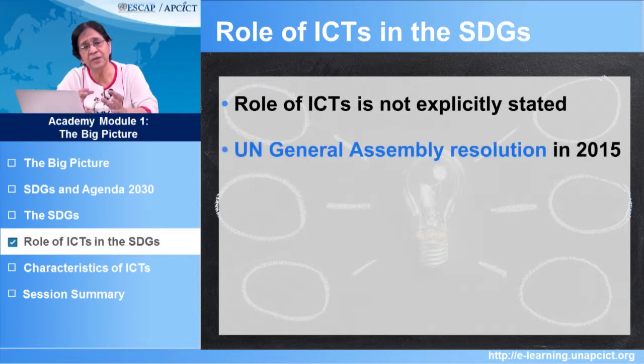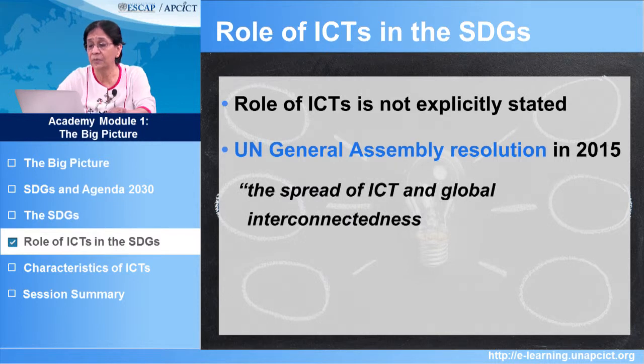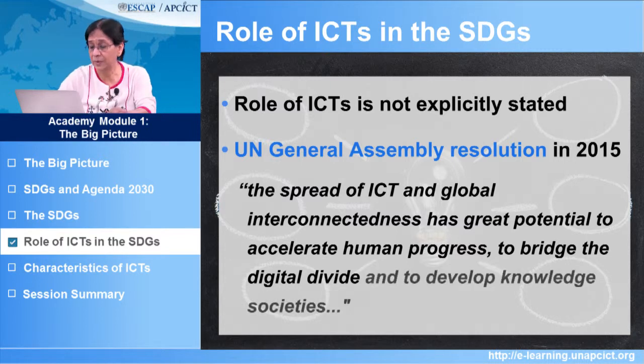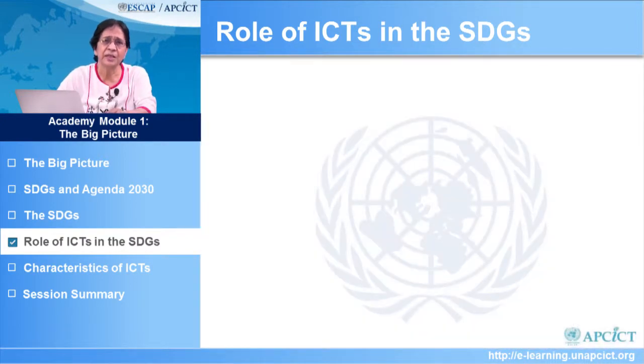However, here in the Sustainable Development Goals, they are not explicitly stated. The UN General Assembly resolution of 2015 has clearly stated, and I quote from it, "The spread of information and communication technology and global interconnectedness has great potential to accelerate human progress, to bridge the digital divide, and to develop knowledge societies." So this is a premise upon which we look at how ICTs are embedded in the Sustainable Development Goals. ICTs are also mentioned in some of the other goals.